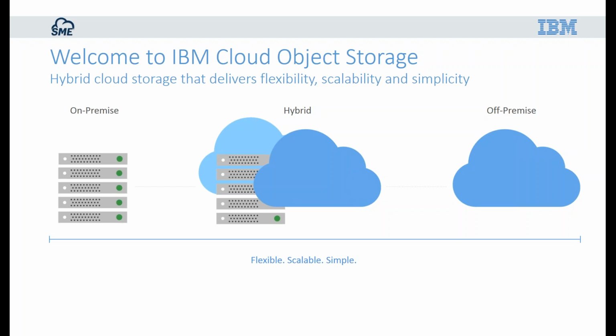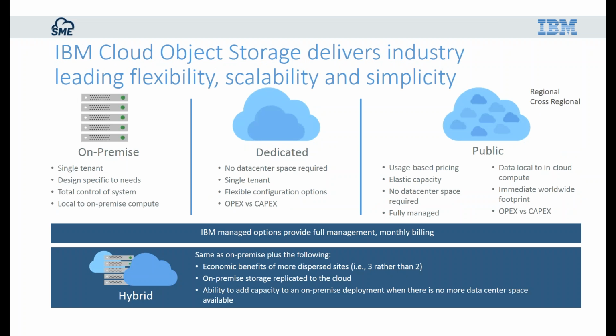And then we have the evolution. With IBM Cloud Object Storage, we can have a version for on-premise, so having a better performance, low latencies, etc. We have an off-premise option with lower costs and much better scalability. And of course, we can have the hybrid version. Let's develop a little bit more on that.